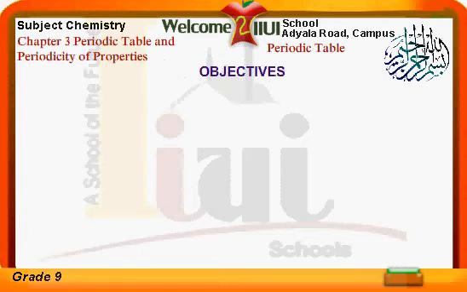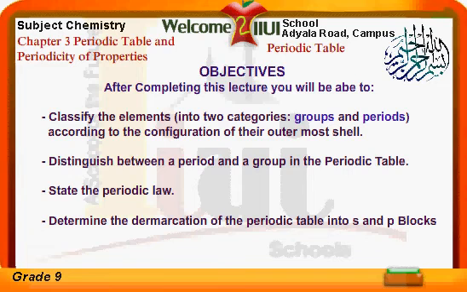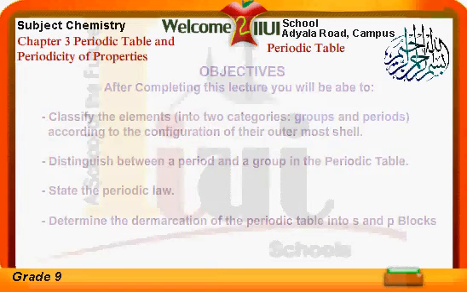Students, after completing this lecture, you will be able to classify the elements into two categories, groups and periods, according to the configuration of their outermost shell. Distinguish between a period and a group in the periodic table. State the periodic law. Determine the demarcation of the periodic table into S block and P block.